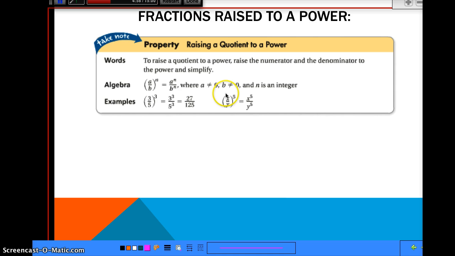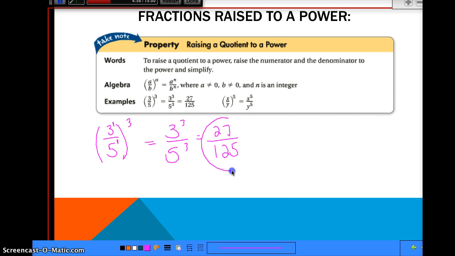Raising a quotient to a power, now you're looking at the only difference is we've got a fraction raised to a power. So if you look at the first example, they give you 3/5 and they're raising it to the third. Know that their exponents on the 3 and the 5 are 1s, and that power rule applies to both numerator and denominator. So it's really 3 to the 1 times 3 is 3, and 5 to the 1 times 3 is 3. 3 to the third is 27, and 5 to the third is 125. So it's still the power rule, just make sure you apply it to everything within the parentheses.